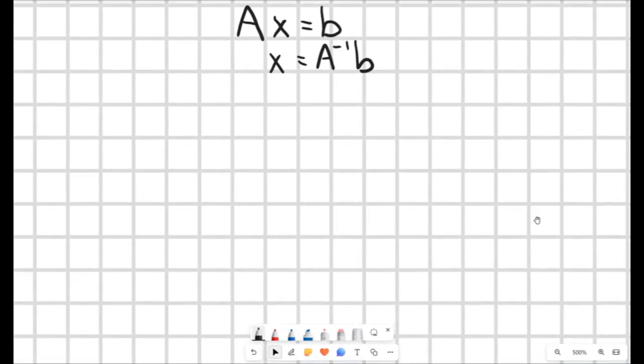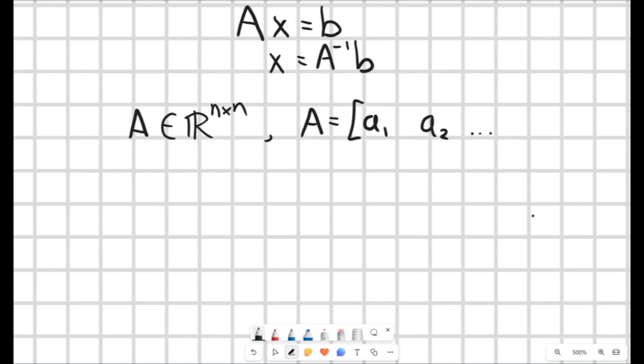So what I'm going to do is we say that A is a square matrix. So let's say it's an n by n real matrix, and I'm going to write down its columns separately. So I'm going to say that A is equal to these column vectors that sit next to each other, A1, A2, up to An. So these are just columns stacked next to each other.